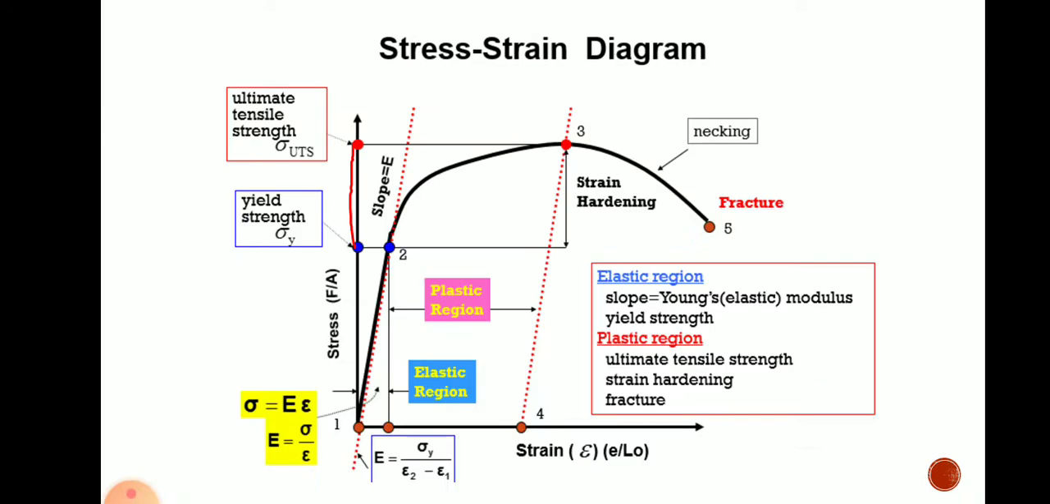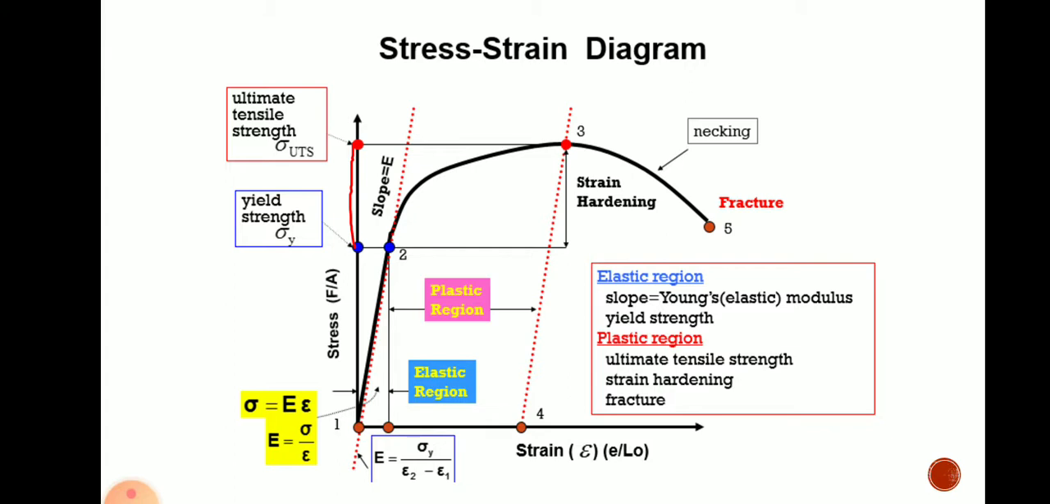Now see here, whenever you increase the stress from sigma y to sigma uts, the strain will change like this. Therefore the stress strain curve will be from point 2 to point 3. There will not be any linear change. It will continuously increase in small amounts. So from 2 to 3, this kind of curve will be observed, and at point 3 there will be the maximum possible amount of stress that you can apply. That's why it is called sigma uts, that is ultimate tensile strength.